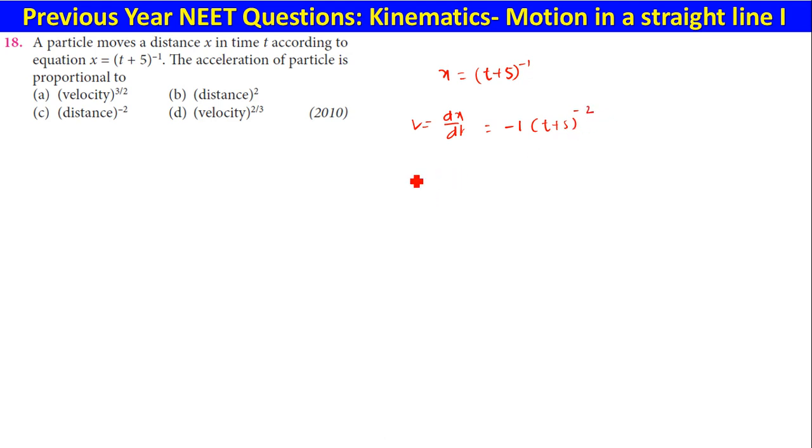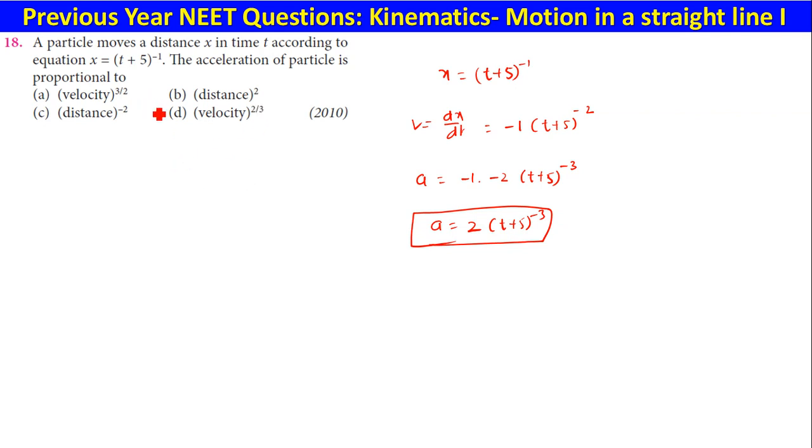Okay, now he's asking about acceleration, no? So what about acceleration? If you take minus 1 here, differentiation of t plus 5 whole power minus 2 is nothing but minus 2 times t plus 5 whole power minus 2 minus 1, minus 3, no? It's nothing but a is equal to minus 1 into minus 2, which is 2, t plus 5 whole power minus 3. This is the acceleration.